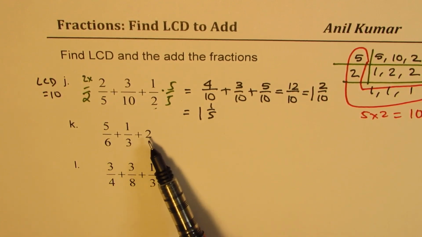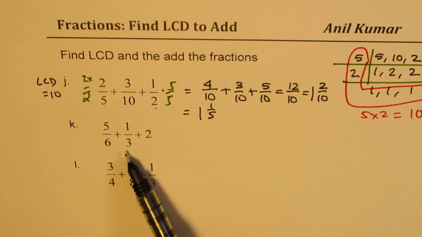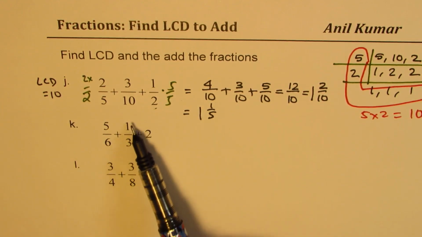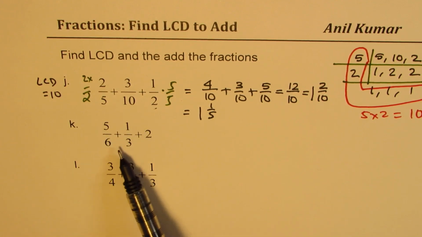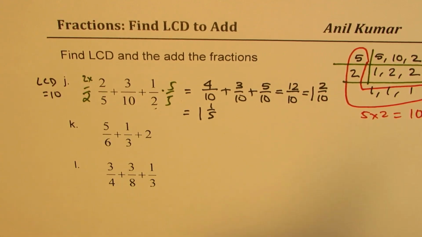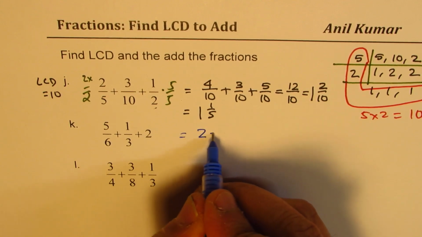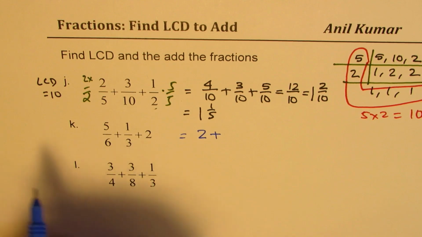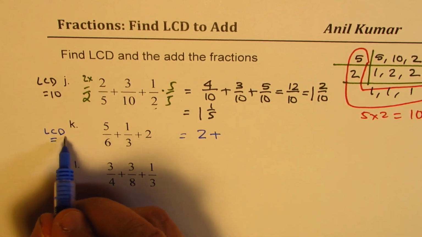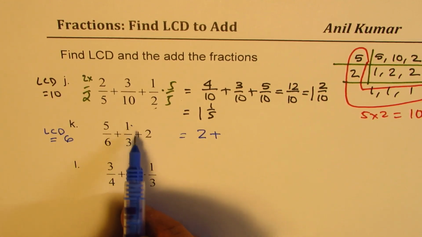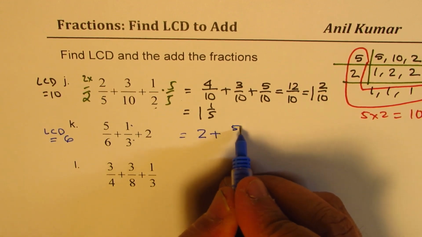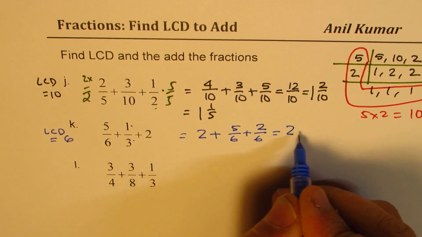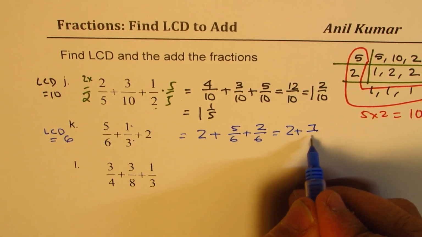Now here we have 2 wholes and all this. So if you prefer, you can keep 2 aside, 2 whole, right? And you can add only these numbers, right? So we'll do that. So in this, the strategy here is to take 2 whole plus we'll add this. To add this, I have to make common denominator. So the lowest common denominator here is 6. So I have to multiply these by 2. So we get 5 over 6 plus 2 over 6, correct? So we get 2 wholes plus 5 plus 2 is 7 over 6.